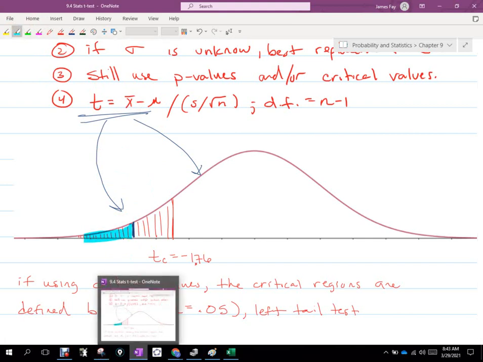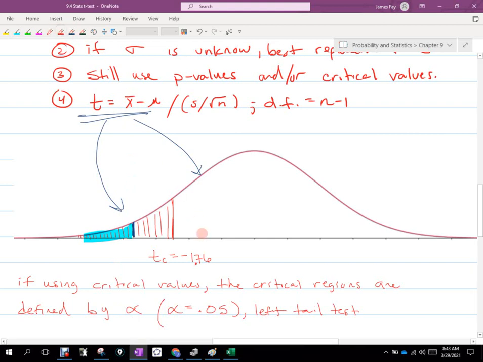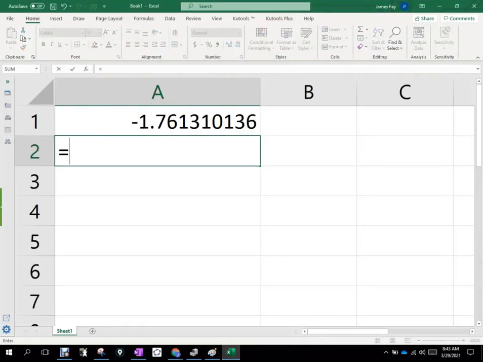Does that make sense? Okay. Much like we know, if I were to go to Excel and type in t.dist, now it's going to ask me for x. So I'm just going to type this number in right here.